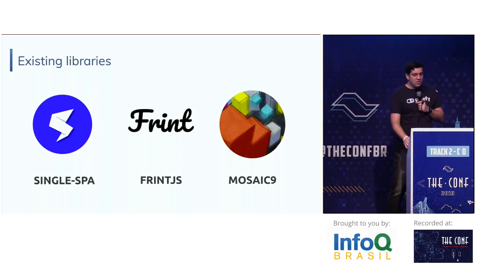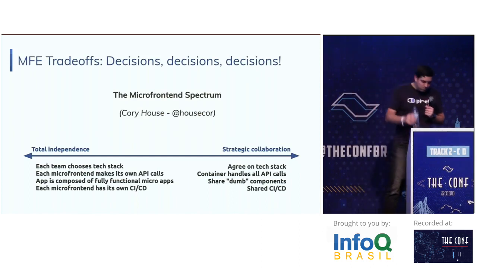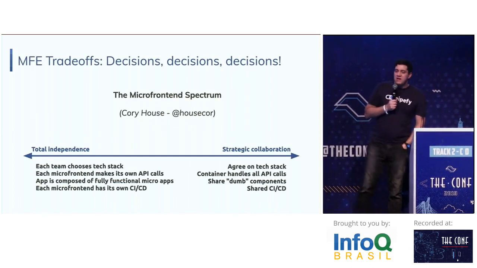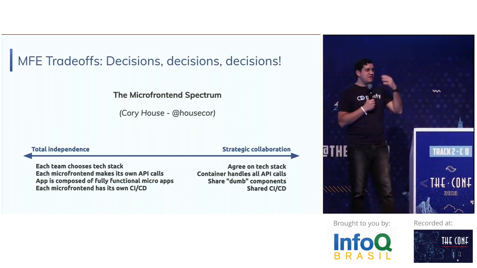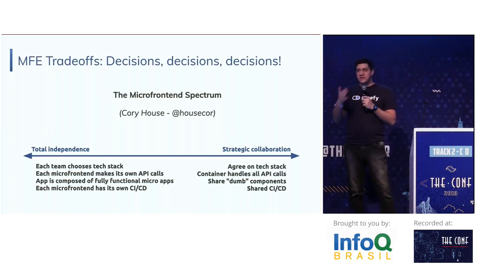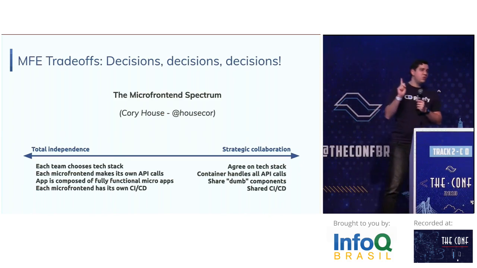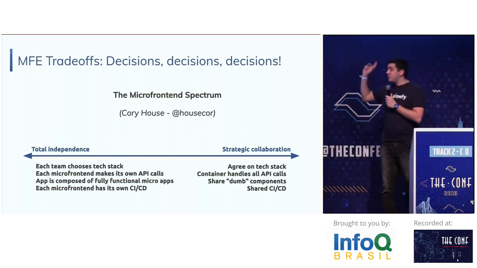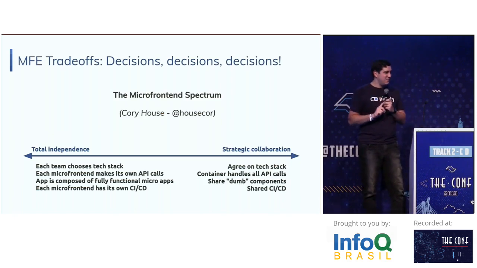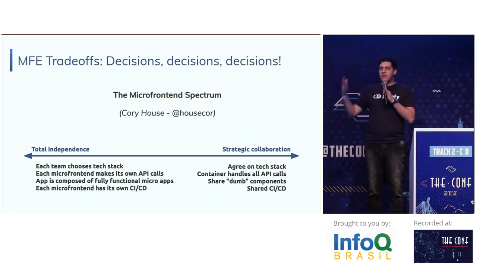And when we are talking about micro-frontends, we are always talking about decisions. Micro-frontends have lots of trade-offs, and you have to decide on different things. Corehouse made this post on Twitter, and I really liked it, so I copied it into the presentation with the correct references here. And he says that we have a spectrum of micro-frontends.